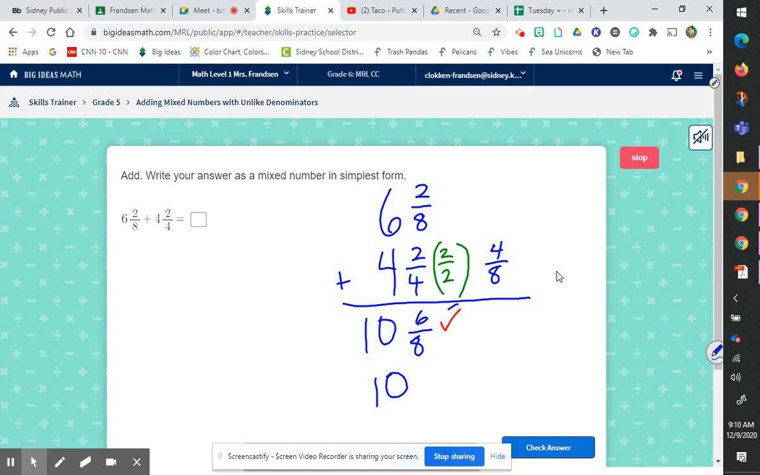Okay, so oftentimes I'm just going to write an S next to something like that, which means simplify. Then you just need to find the factor those two numbers have in common. The greatest factor they have in common is 2. 6 divided by 2 is 3. 8 divided by 2 is 4. So that is a better answer.